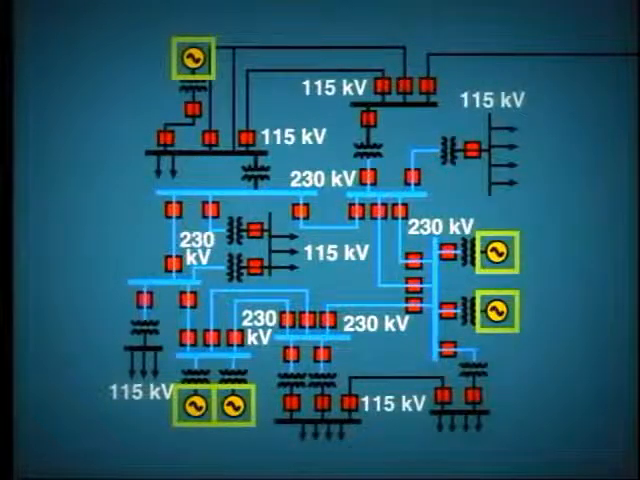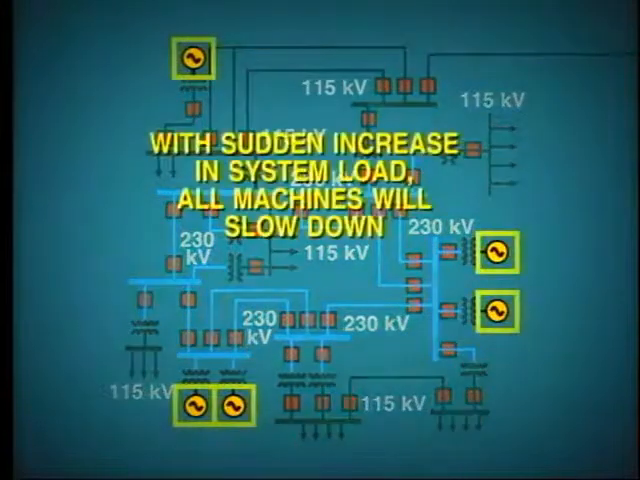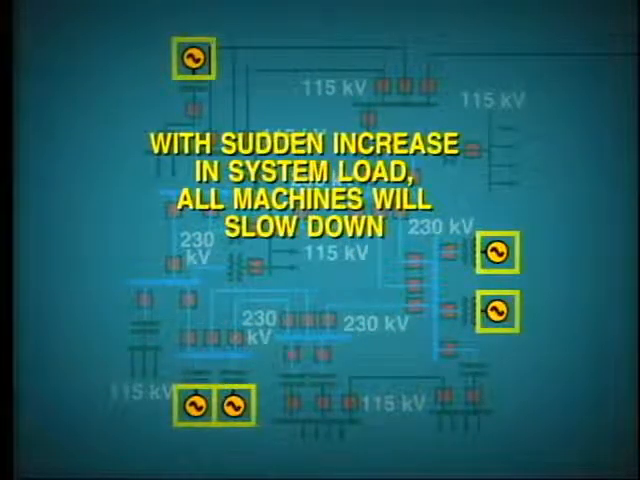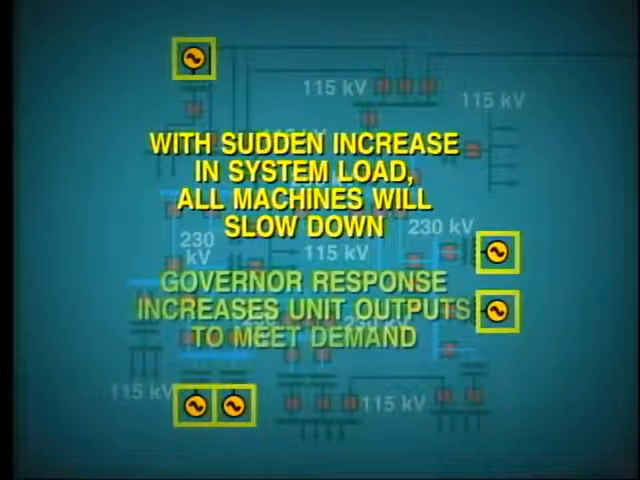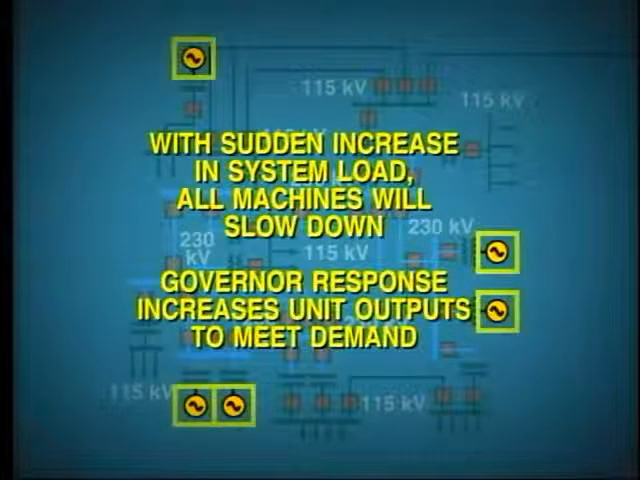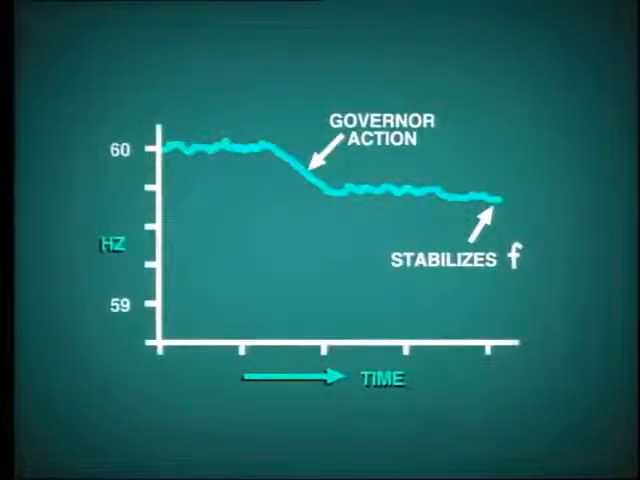Most of the machines on the system, that is, steam turbines, gas turbines, and hydro turbines, will operate on governor control. If there is a sudden increase in system load, all of the machines immediately slow down, and this is immediately detected by the governors. Governor response opens up the fuel inlet or steam inlet valves and so increases the unit outputs in order to meet the increased load demand. This action takes about 10 seconds to stabilize. However, it is important to note that although each governor moves to stabilize the frequency, it does not return the frequency to its original position.